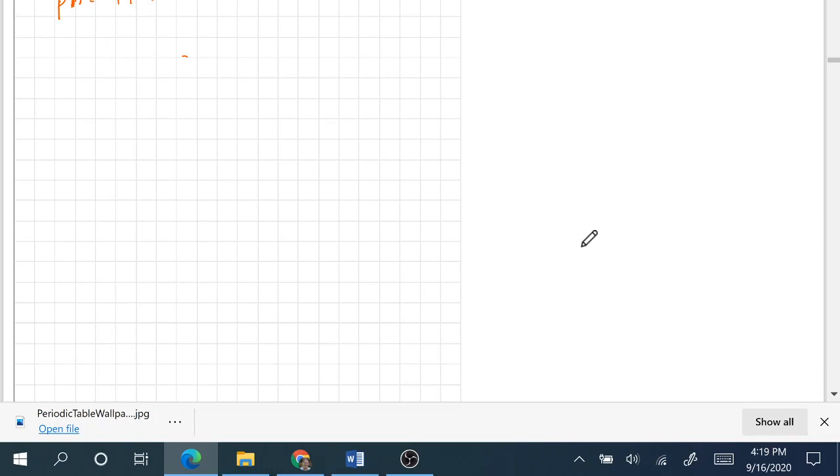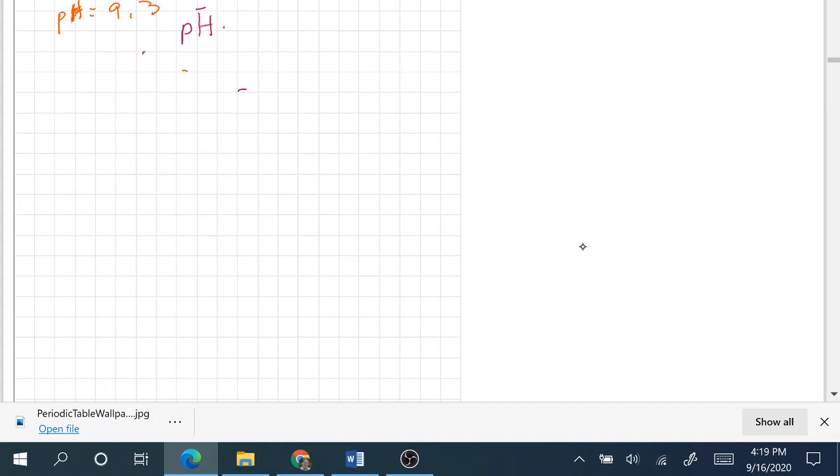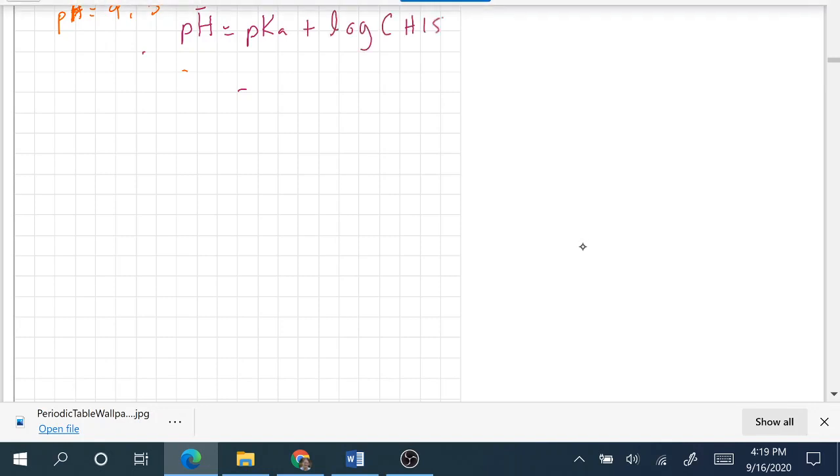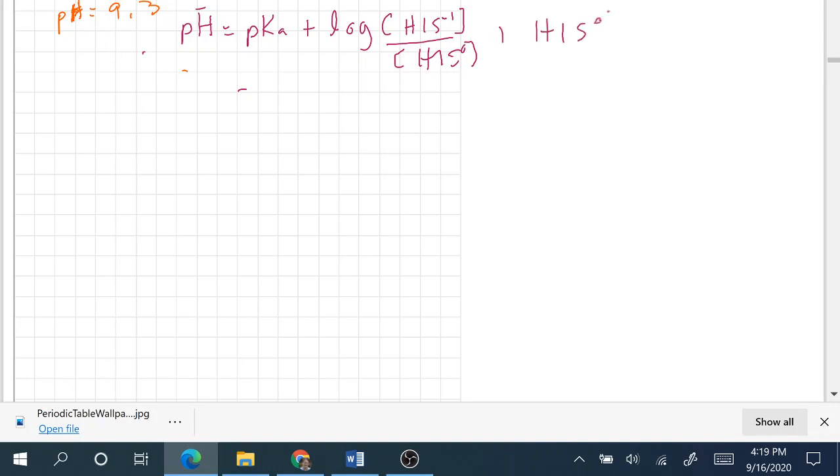At pH 9.3, I'm just going to have to go on. We've got pH is equal to the pKa plus the log of His minus 1 over His 0, right? And we know that His 0 plus His minus 1 is equal to 0.25.